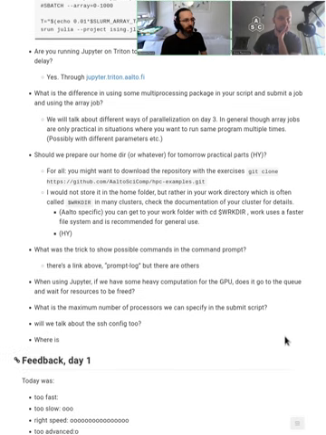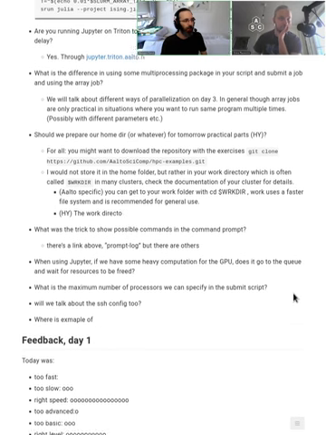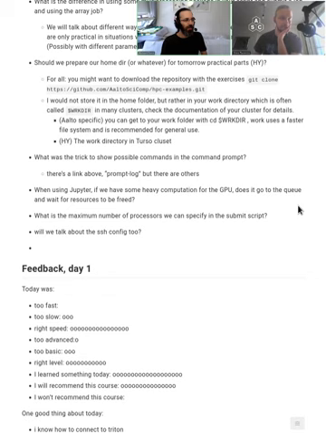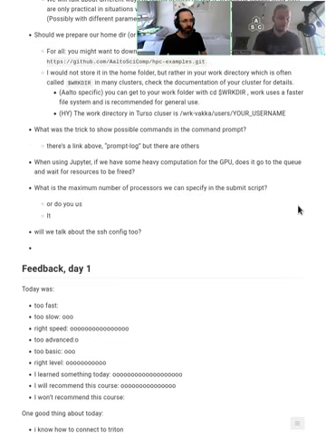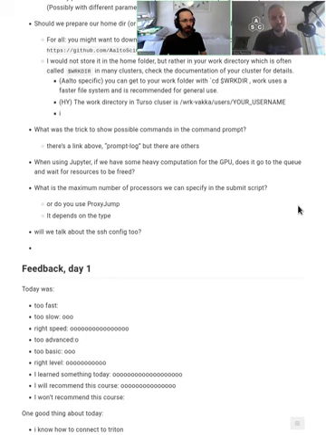Here's a good question. When using Jupyter, if we have some heavy computation for GPUs, does it go to the queue and wait for resources to be freed? I guess I should answer that. So basically, Jupyter is an interactive thing, and when it's running, the resources are being kept just for that. And GPUs can't be shared. So if GPUs were available in our Jupyter hub, that would be really inefficient. They'd be idling for a long time and not really accomplishing much. So they aren't there, and you need to submit to the batch queue to do things.